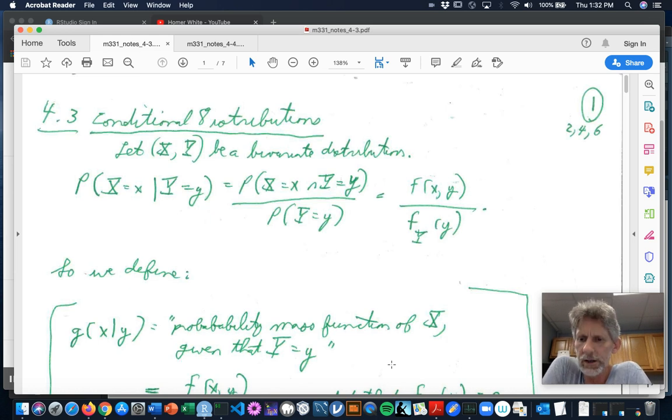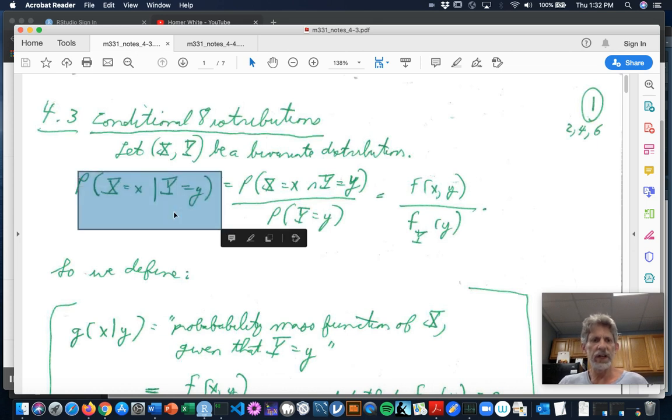Everybody, Dr. White here. Going to talk with you about conditional distributions associated with a bivariate distribution. So let X, Y be some bivariate distribution. And let's just ask ourselves, what's the chance that X is equal to some specific little x, given that you know that Y is equal to some specific little y?